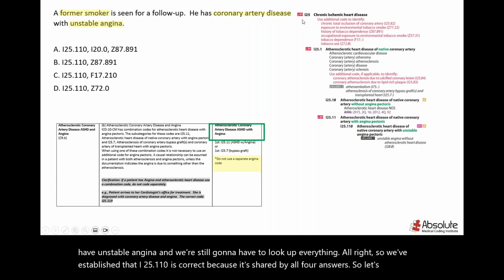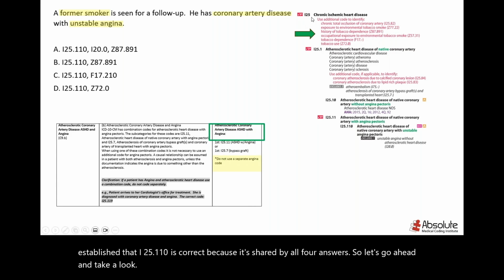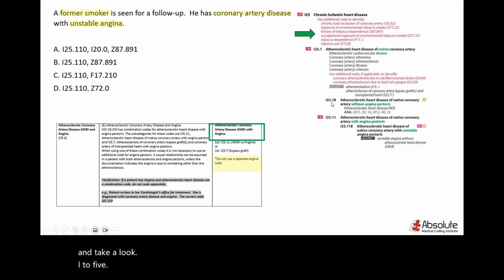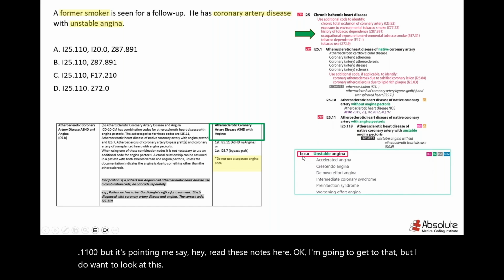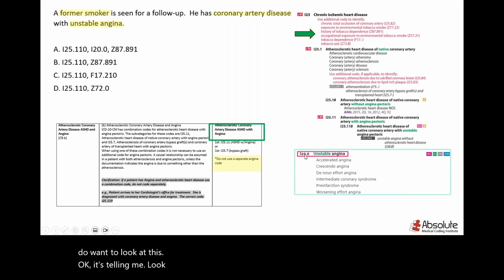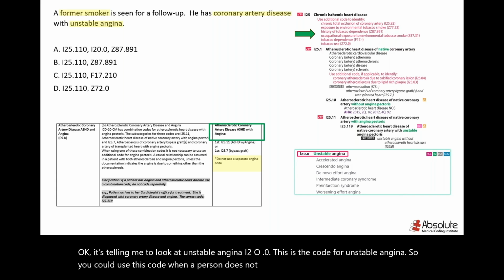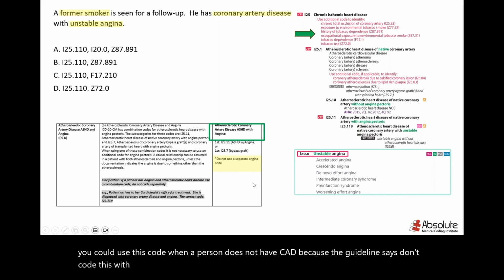So let's go ahead and take a look. I25.110. Oh, but it's pointing me and saying, hey, read these notes here. Okay, I'm going to get to that, but I do want to look at this. Okay, it's telling me look at unstable angina, I20.0. This is the code for unstable angina. So you could use this code when a person does not have CAD because the guideline says don't code this with CAD. It's integral. All right, so I believe you, so I'm going to eliminate it. I'm going to eliminate A.